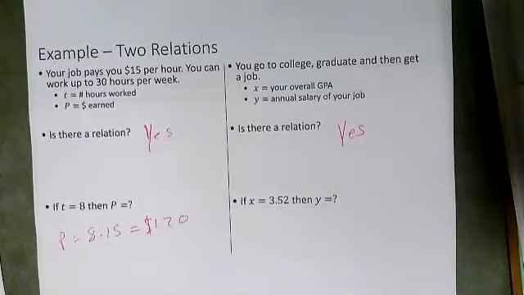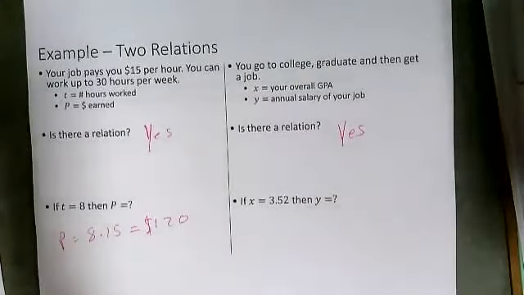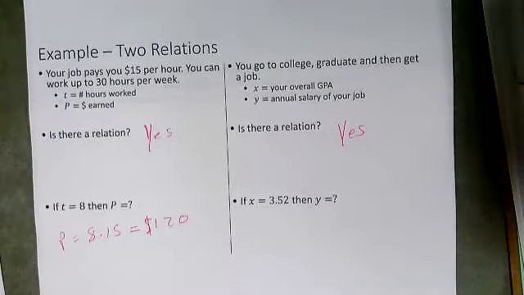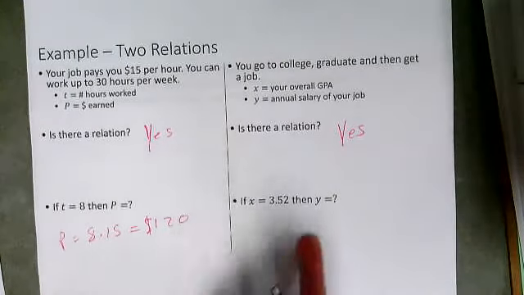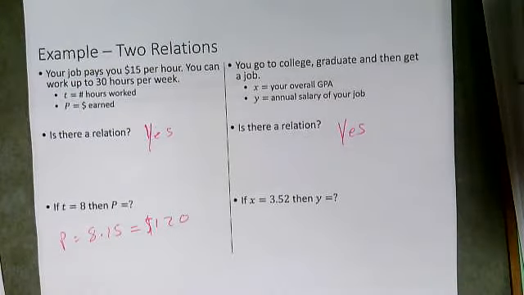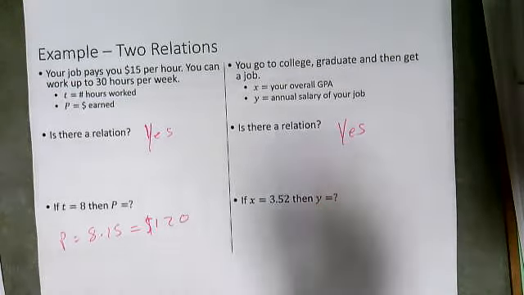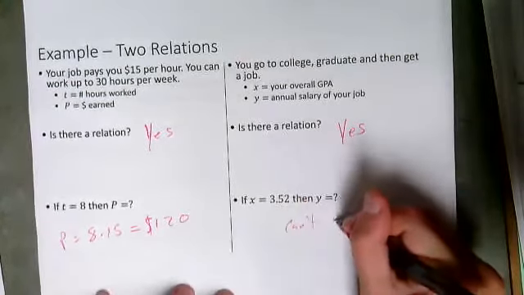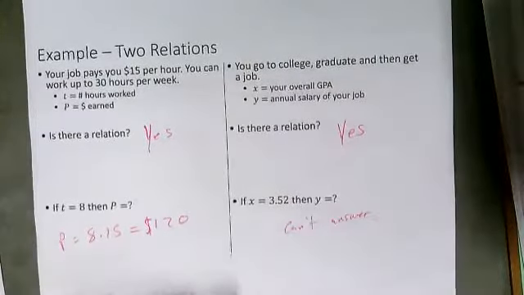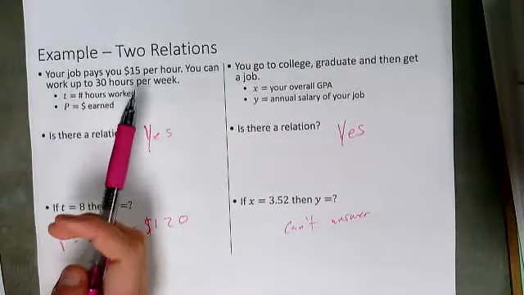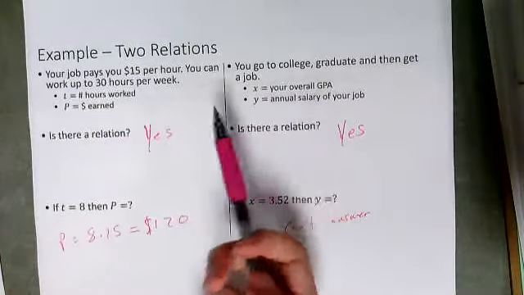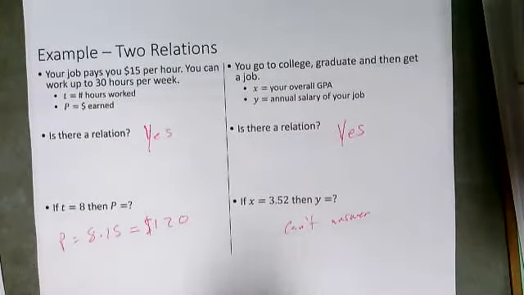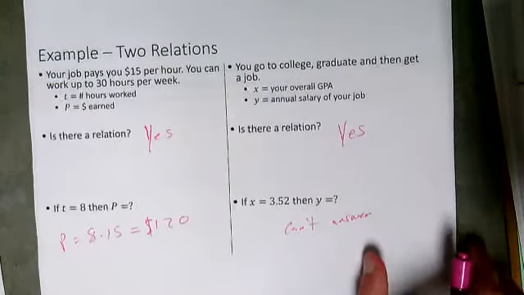It is relating one quantity with another. Size of one quantity with another. If your GPA is 3.52, then Y is... Wouldn't we all like to know that? Because that would predict the future. But we can't answer that because we don't have enough information. Here, we knew what we were dealing with. Here, it's too vague. We don't know what's actually going on. We weren't given any sort of recipe to find out.